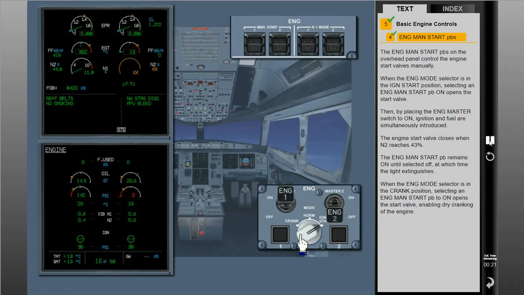When the engine mode selector is in the crank position, selecting an engine manual start push button to on opens the start valve, enabling dry cranking of the engine. When the engine manual start push button is then selected to off, the engine start valve closes and dry cranking ceases.